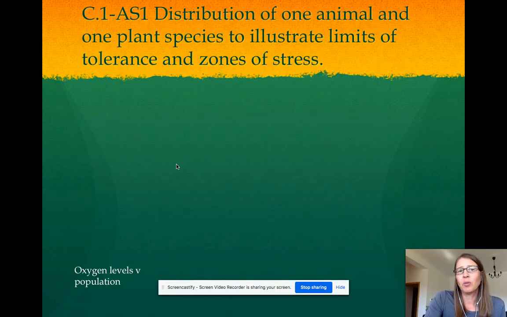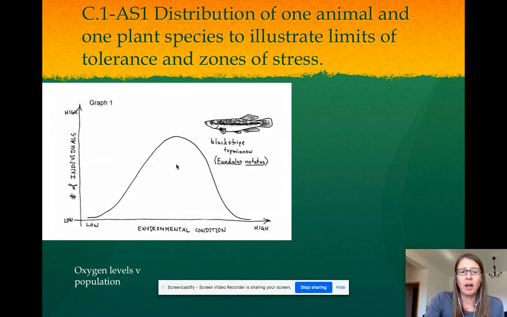You need to be able to look at the distribution of one animal and one plant species, but I just kind of want to show you some typical examples of what a graph might look like. So this is a black-striped topminnow, and this is just showing, let's say this is oxygen levels, so low to high oxygen, and there's no numbers on this one, and you should actually see numbers on it, but you can see this is where you would say is their optimal oxygen level, and then here is where that's too high or too low based on the number of individuals, and this is what they can tolerate, right? You see there's their zone of tolerance from here to here.